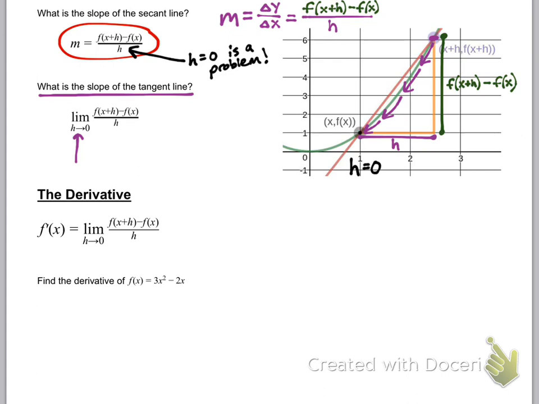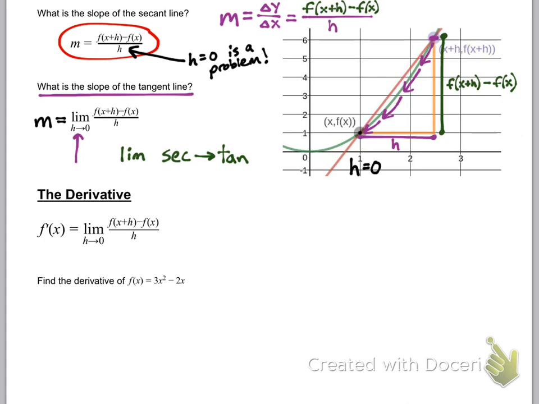As h approaches 0, the slope will give us the slope of the tangent line. So m, the slope of the tangent line, equals that little expression right there. And that, you guys, is the derivative.